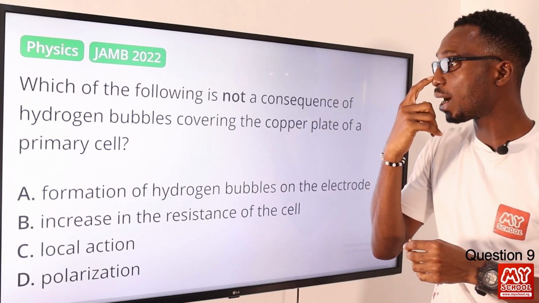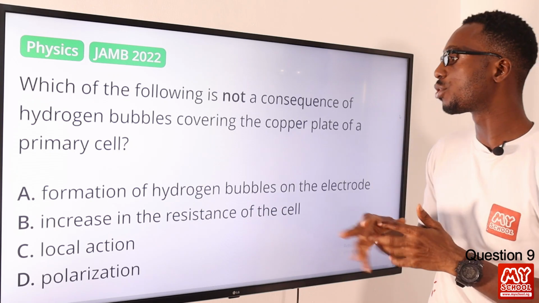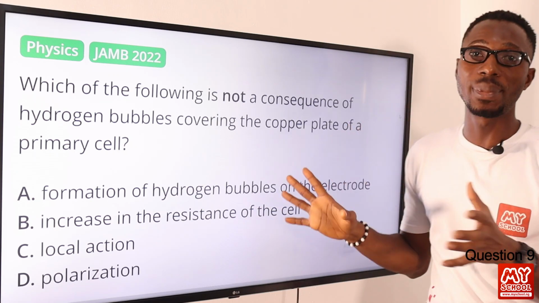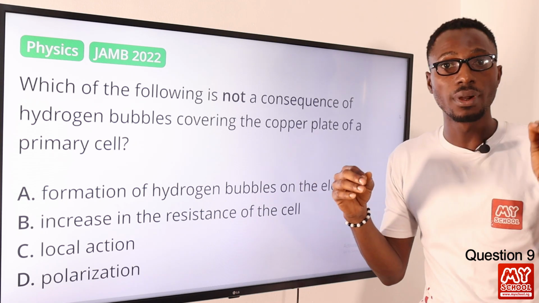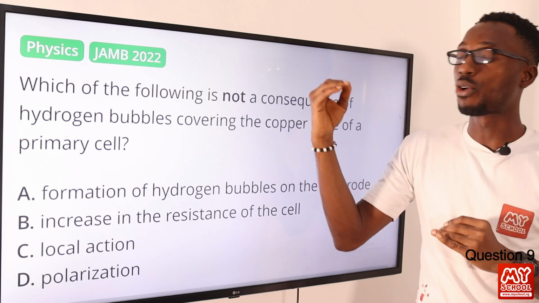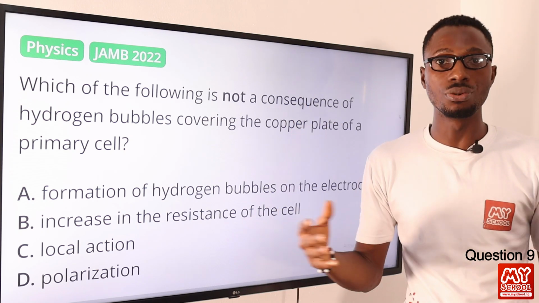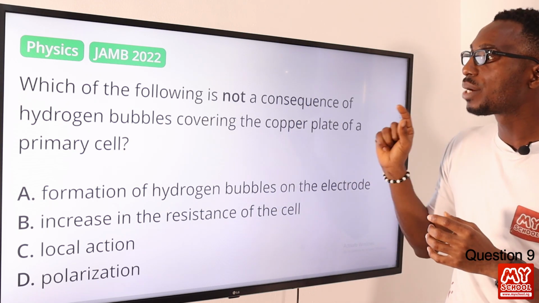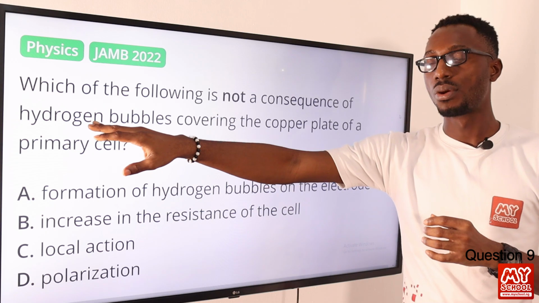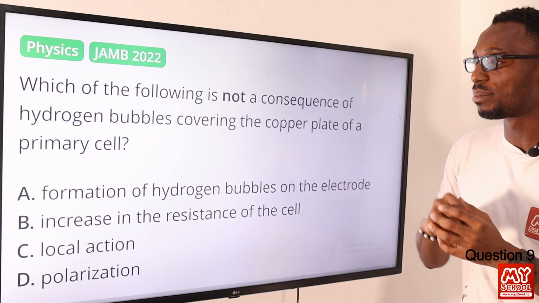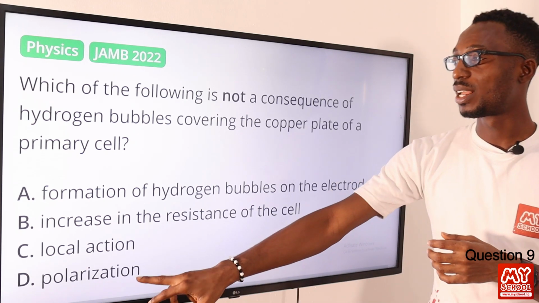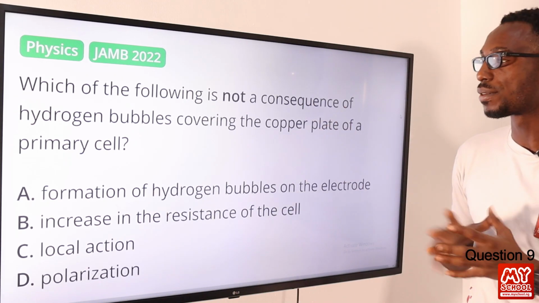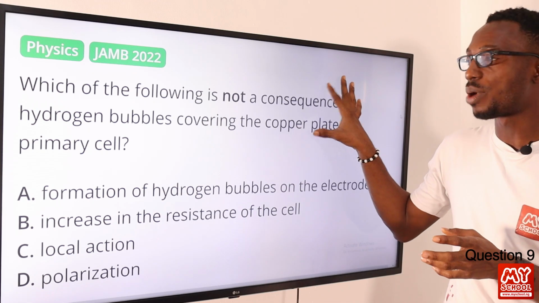When you look at this concept of hydrogen bubbles covering the copper plate, for a simple primary cell, you have the zinc and the copper, which are of course electrodes. When there is a covering of hydrogen bubbles, what happens is that that is actually polarization. This is the concept that well engulfs this, that is well described here.